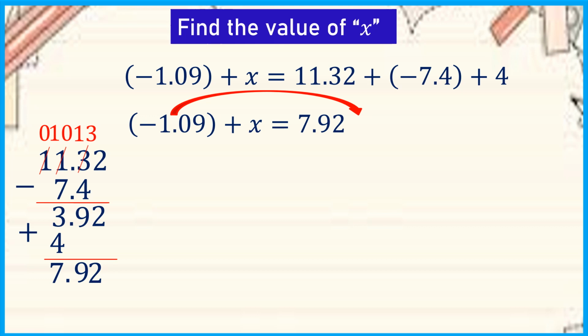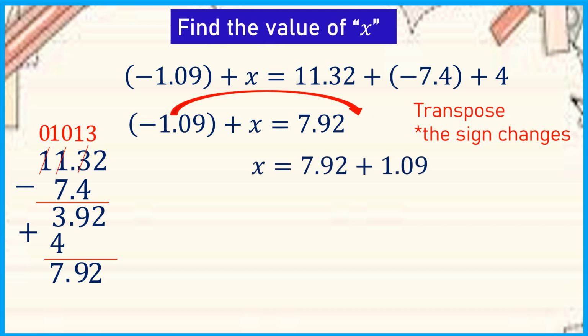Then we are going to transpose. We are going to use the transposition method, and when we transpose, the sign changes, so from negative to positive. So x is equal to 7.92 plus 1.09. And adding this, it is equal to 9.01. So our x is equal to 9.01.